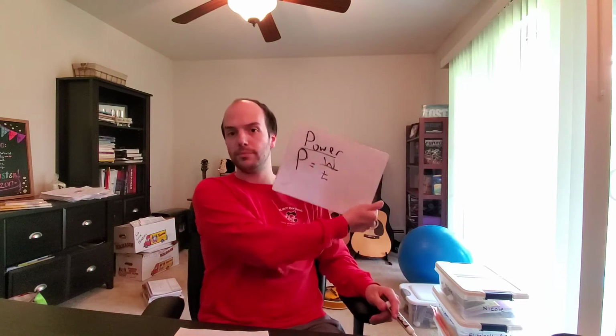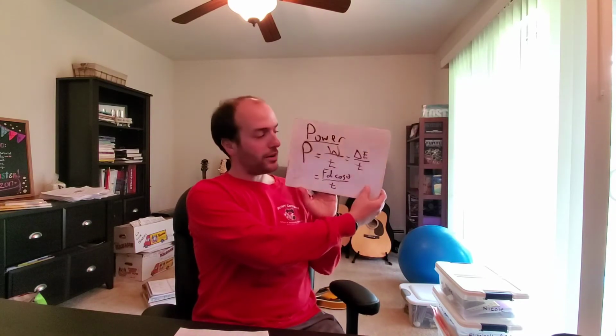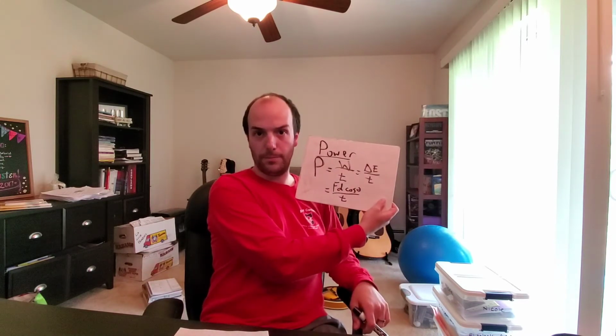So anyways, the equation is capital P equals work over time. We know work is a change in energy, so we can also write this as change in E over T. Just for fun, we also know that work is your force times your displacement times the cosine theta, divided by time. So these are three different ways we can look at calculating power.